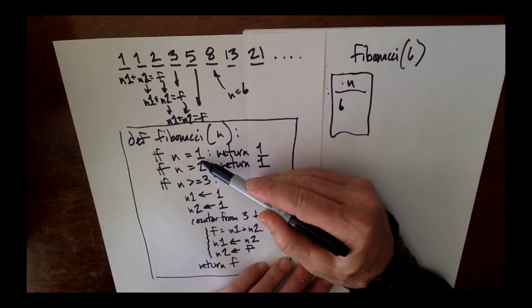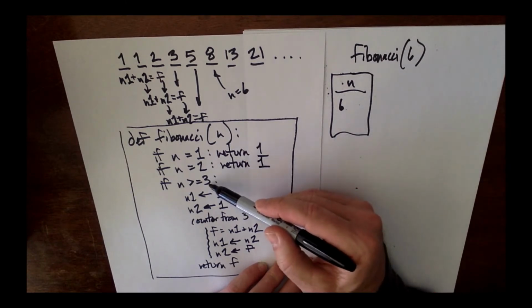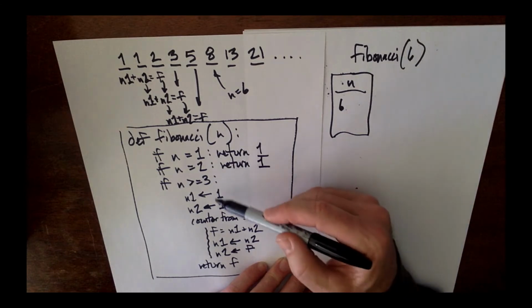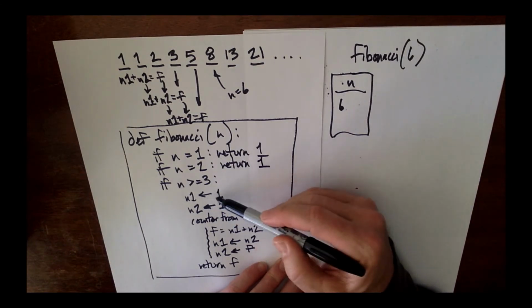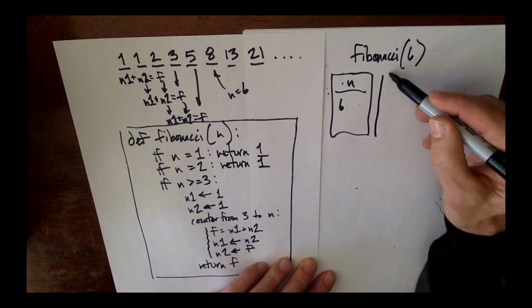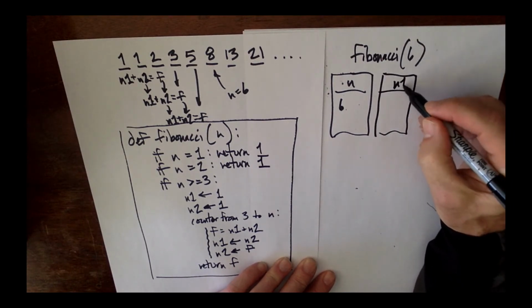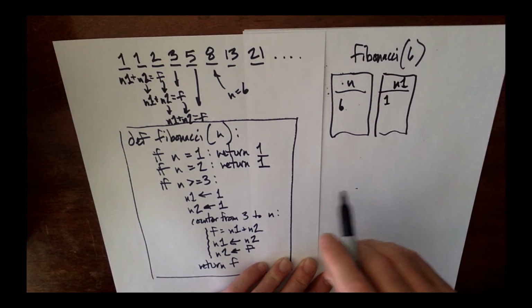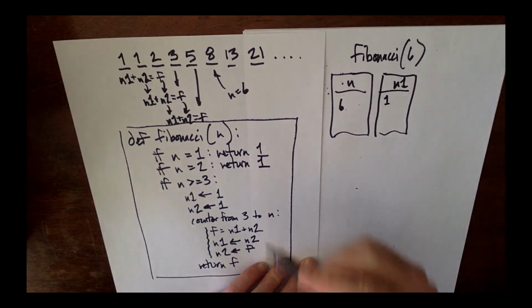Is n equal to 1? It is not. Is n equal to 2? It is not. Is n greater than or equal to 3? It is. I'm trying to get to the sixth Fibonacci number. So I'm going to store in n1 a value of 1. And this may be intuitive to you if you've done computer programming before. For people who are still learning about this, it's very helpful to go through these processes by hand.